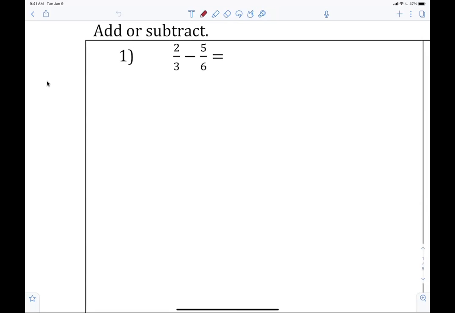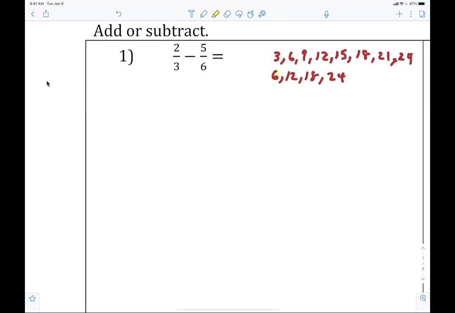Well, no. Here's what you're supposed to be thinking. The multiples of 3 are 3, 6, 9, 12, 15, 18, 21. The multiples of 6 are 6, 12, 18, 24. I'm going to put 24 over here. So when we say a common, right, what is common? 6. So when you say least common denominator, it's least, okay, we want to pick the 6.